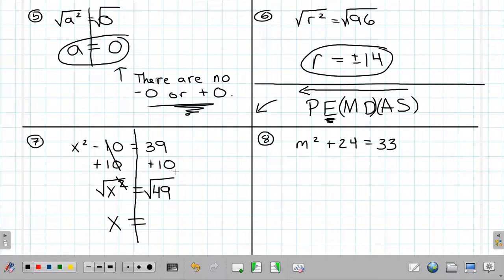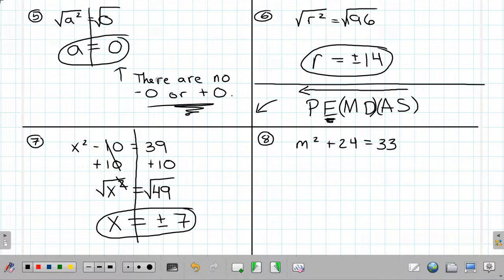what number times itself equals 49? Well, that is 7 and -7. Like I said, all of these are going to have two answers, the positive and the negative of whatever number you calculate, except when that number is 0.